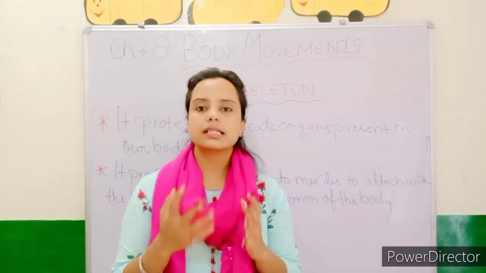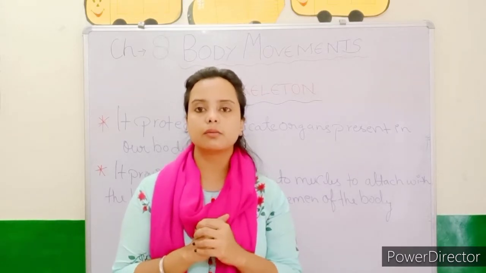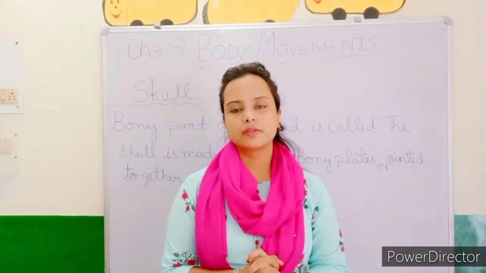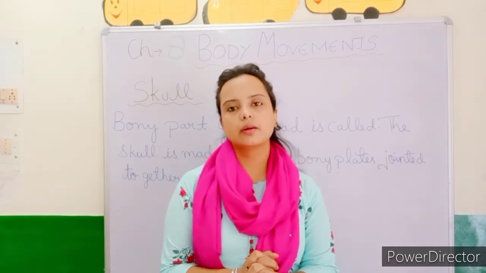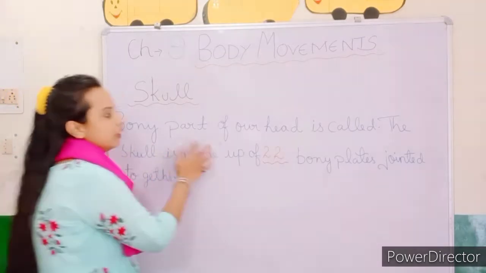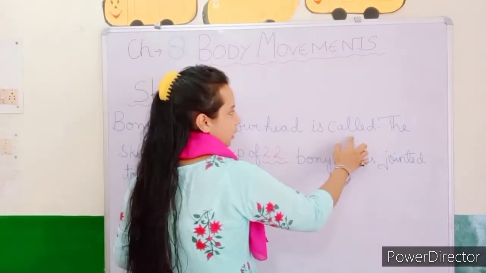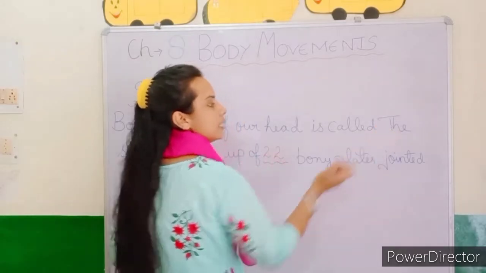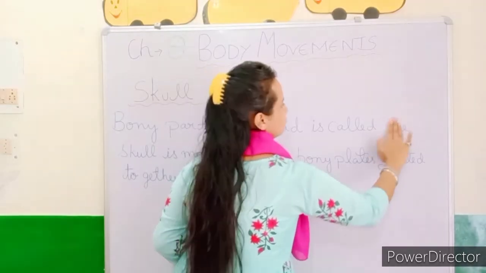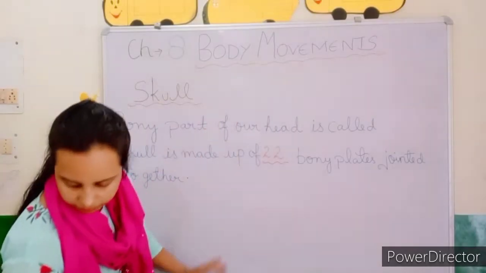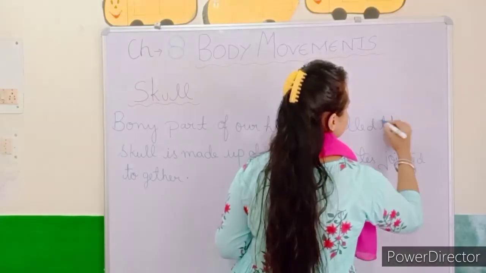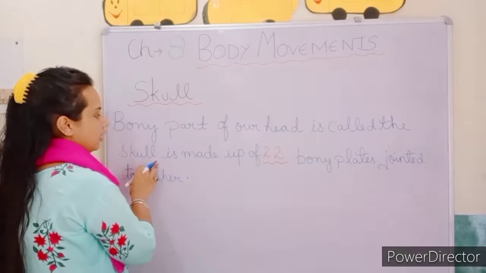ओके, now we will discuss the various parts of the bones one by one. ओके, so let's start. So the first bone structure is skull. ओके, what is skull? Let's discuss this. The bony part of our head is called the skull. ठीक है. Let's write it again one more time. It's called the skull. Okay.